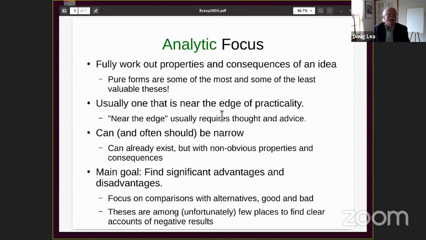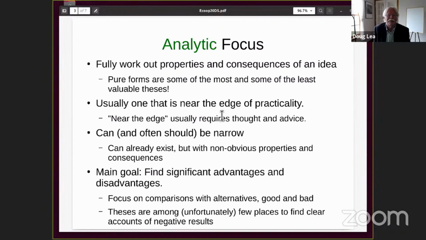So if you're focusing on analytics, which is a common thing to do in PL circles, your goal is to say literally everything there is to say about a topic. And some of these are among the most valuable theses ever. Truly terrific works, those that come to mind that are just all over the map because they occur all over.